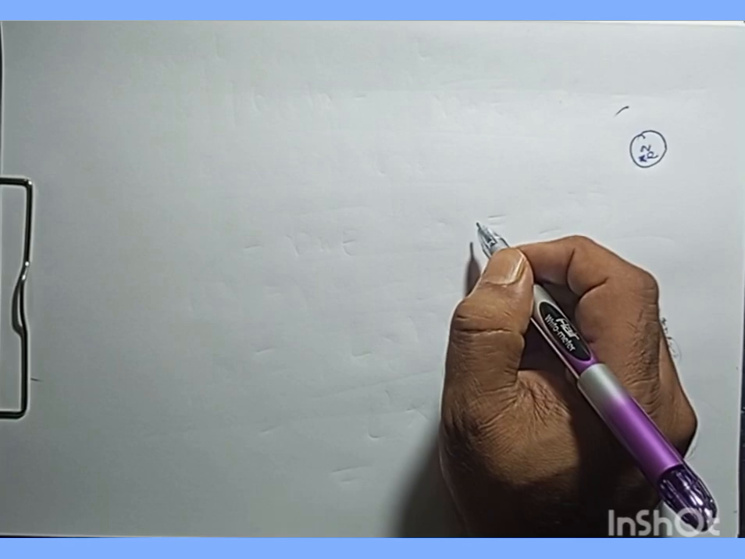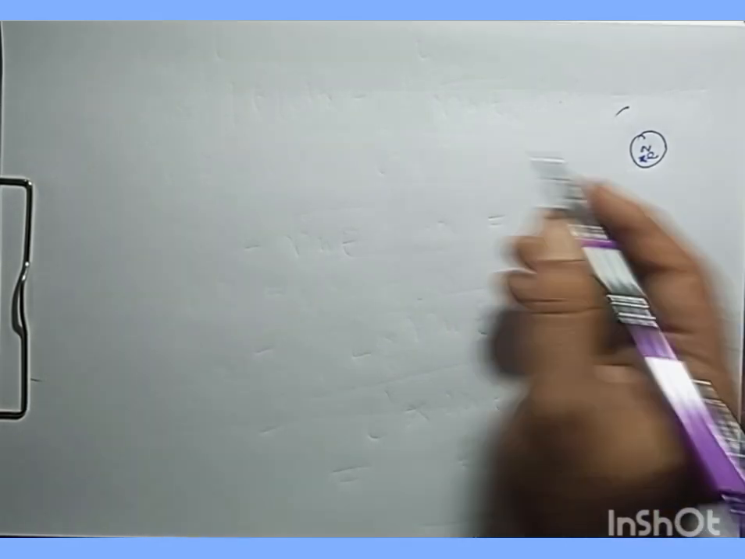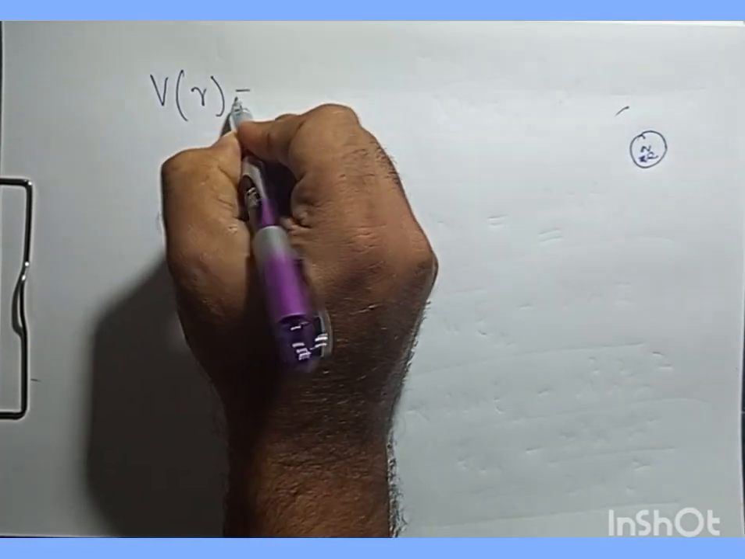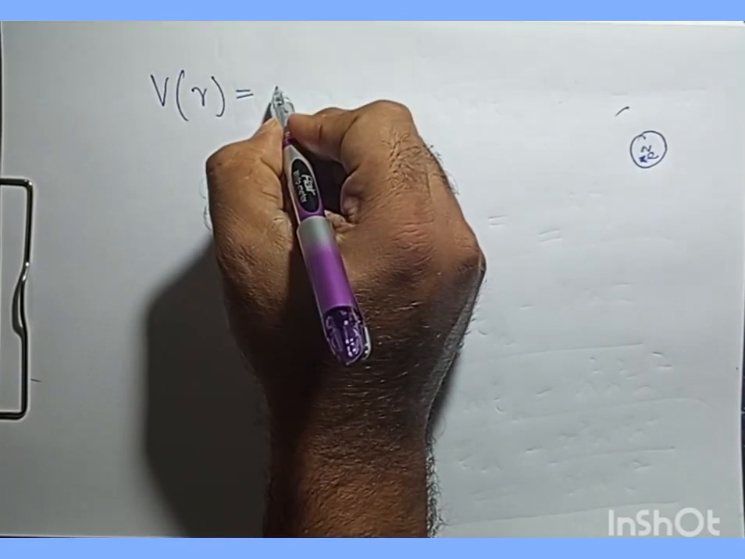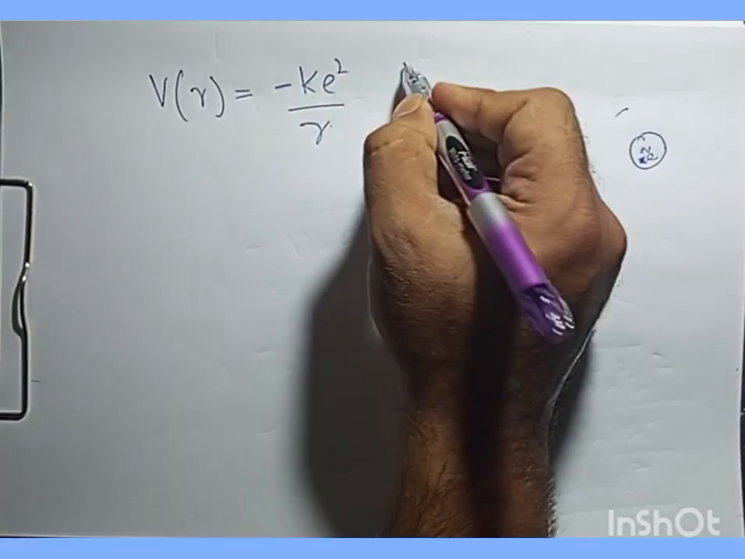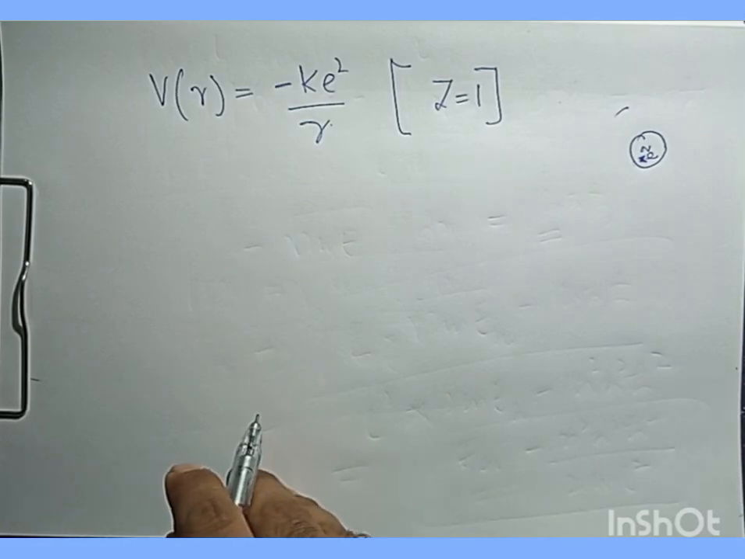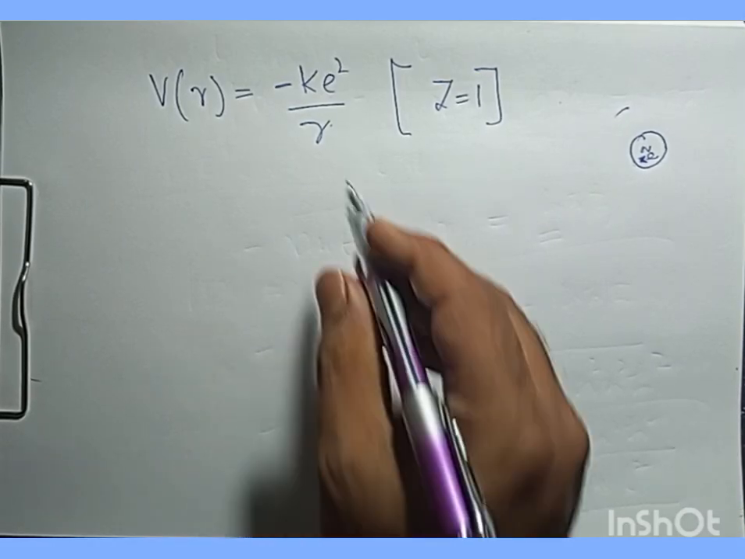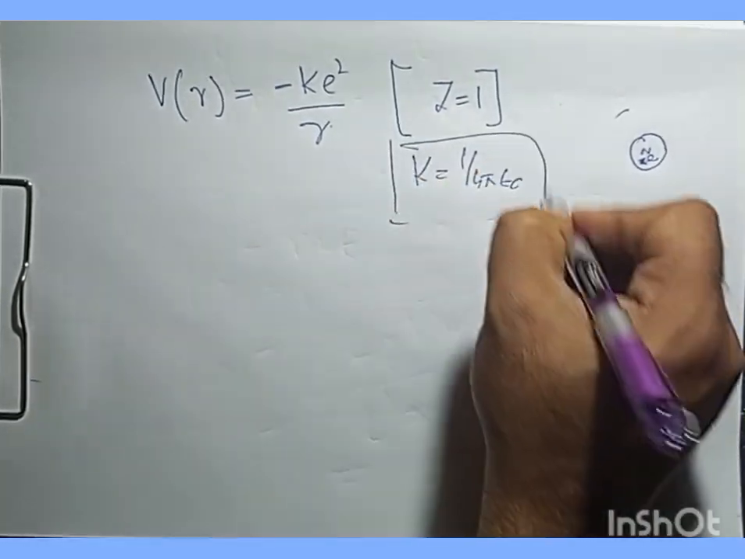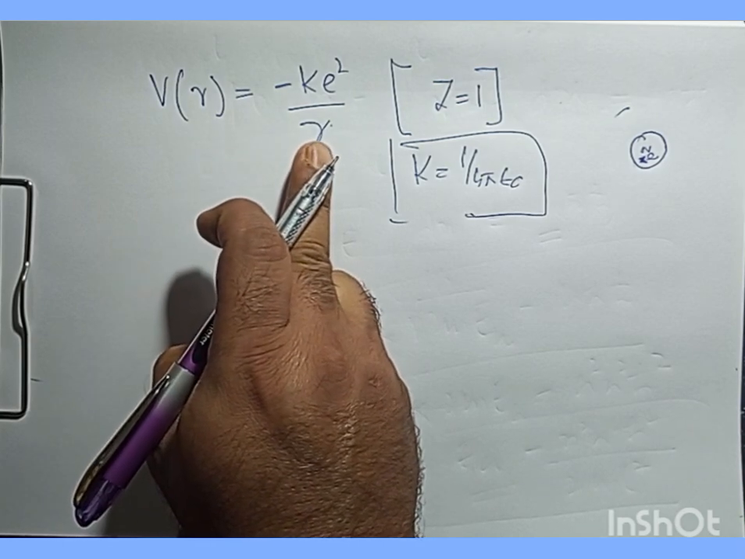Now, what is important here is that this electron is moving in the Coulomb field. And that Coulomb field we can think of as V of R equal to minus K e square by R. So what am I doing here? I'm using Z equal to 1 because I want to boil it down to the hydrogen atom. So this K, we know, is 1 by 4 pi epsilon naught. So this is our Coulomb potential, minus Ke square by R.